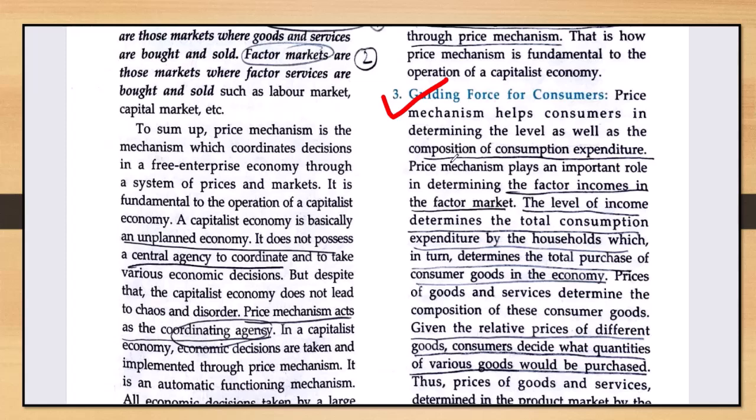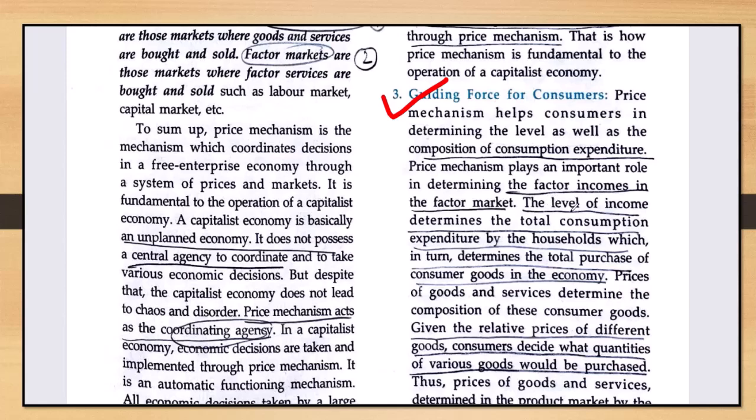Let's see. Price mechanism also decides about the composition of the consumption expenditure. How much we have to spend on goods and services is basically dependent on the price of the particular commodity. More the price, lesser the price, everything will affect the consumption expenditure. What is consumption expenditure? The amount which you are spending on consuming goods and services, that entire volume of amount is known as consumption expenditure, the amount which you are spending on the consumption of goods and services.